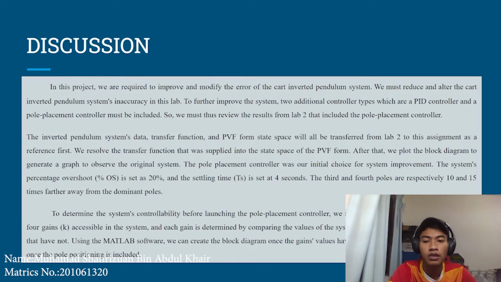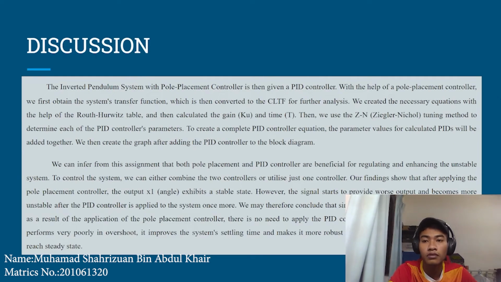accessible in the system, and each gain is determined by comparing the values of the system that have been compensated and those that are not, using the MATLAB software. We can create the block diagram once the gain values have been established. The results are plotted once the pole placement is included. The inverted pendulum system with the pole placement controller is then given a PID controller.